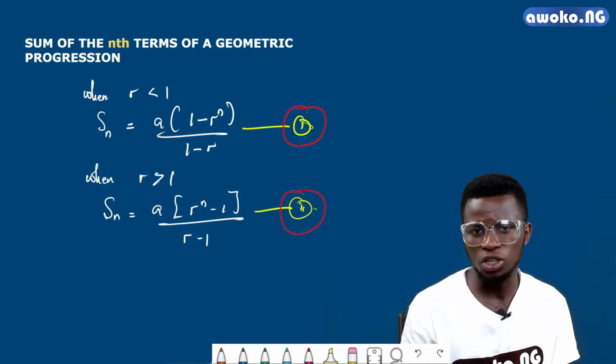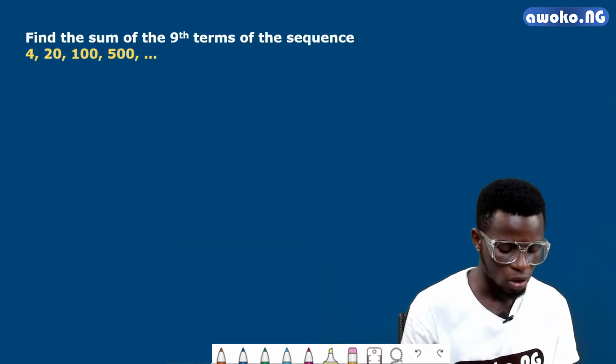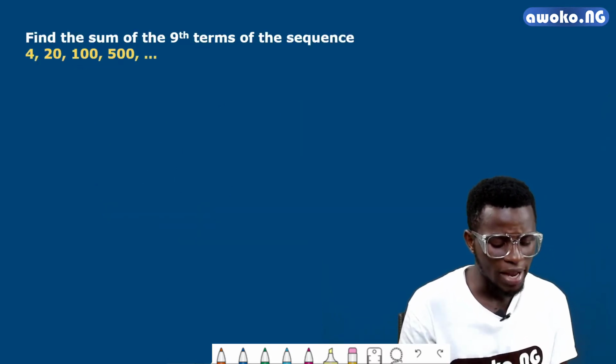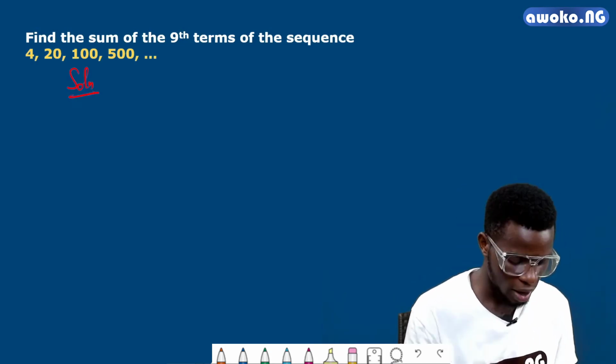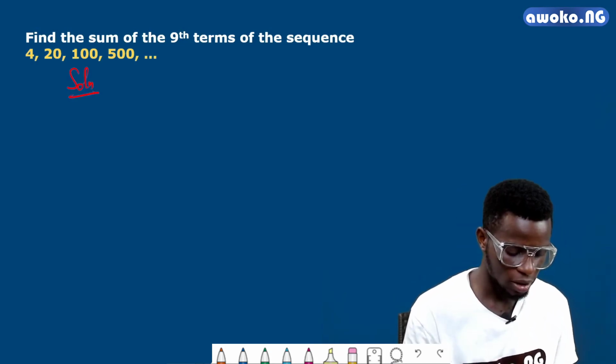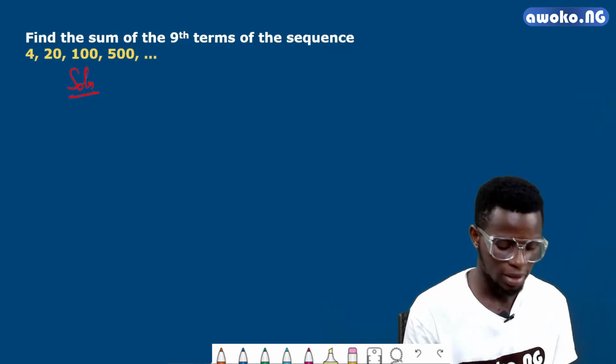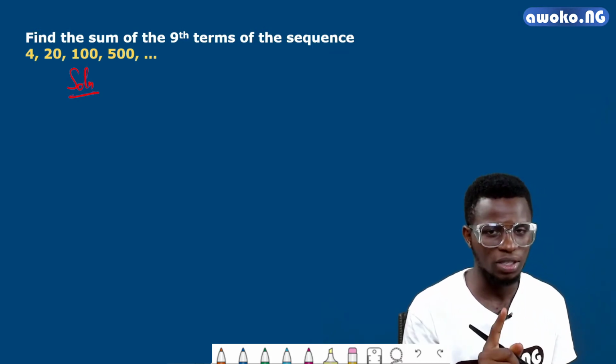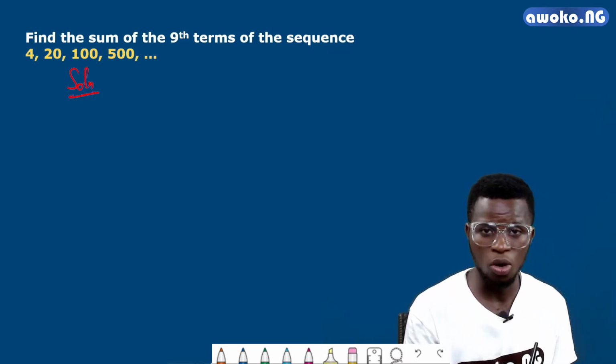Let us see an application of what we just discussed. The question here is, find the sum of the 9th terms of the sequence. So our aim here is to find the sum of the 9th term. Remember, I said the first thing to do is to check what the common ratio is.